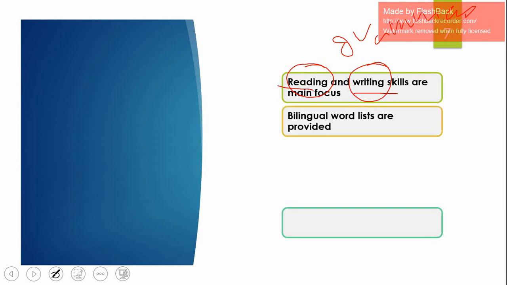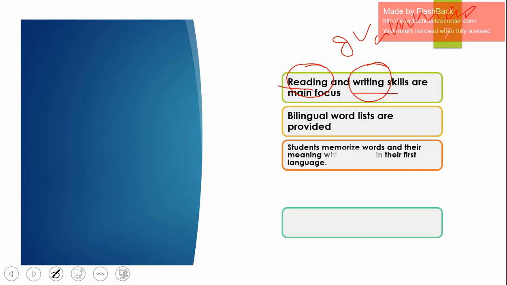Next is bilingual word lists are provided, because your medium of instruction is the first language, and the reference system is also the first language. So bilingual word lists are provided. You are not provided with the synonyms. For example, a teacher is teaching you English, he or she will give you the bilingual word list, that is, the translation of the words, the meaning of words in your native language. Right. Next is students memorize words and their meanings, which will be in their first language, like the bilingual word list.